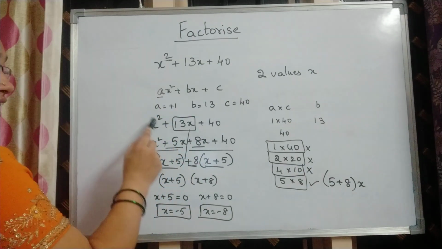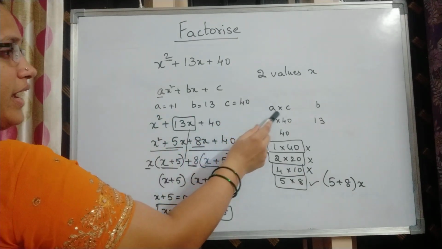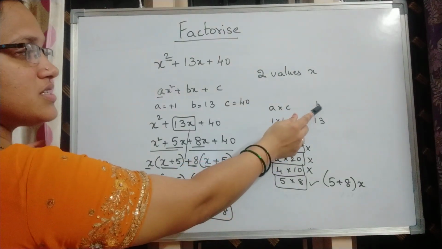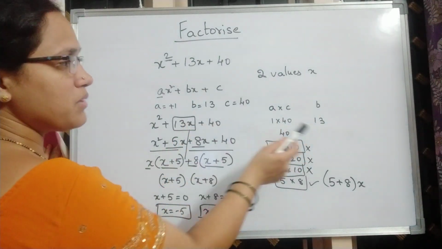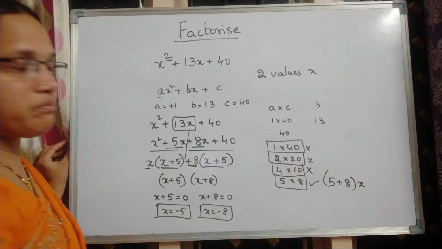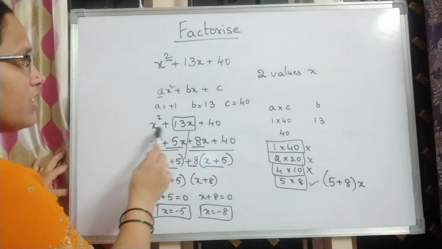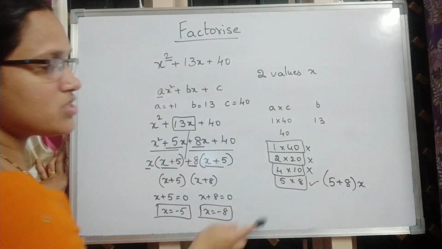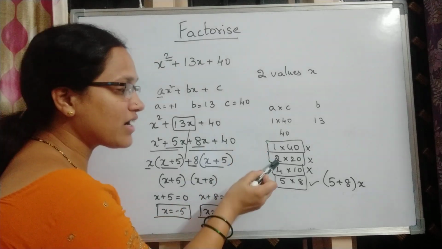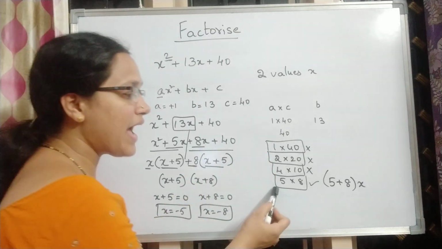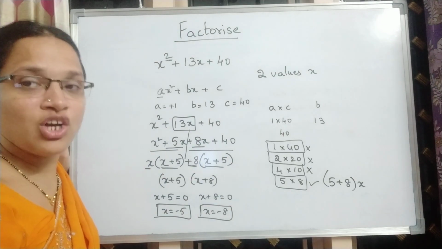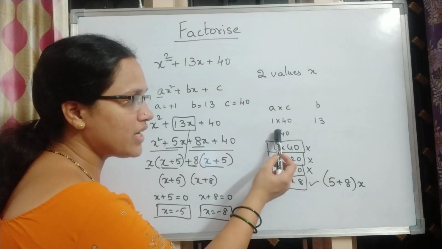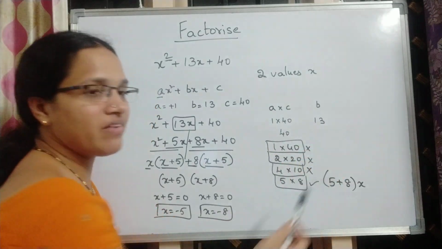Okay, so a into c. a into c is equal to 1 into 40. Now this is the b term. Yes or no? This is the b term here, and the b term is nothing but 13. Now see, write the factors for a into c such that you find which factor satisfies. That means either by adding or by subtracting, you should get both. That means if you take one pair of factors, when you multiply, you should get the product, and when you add, you should get the b value.